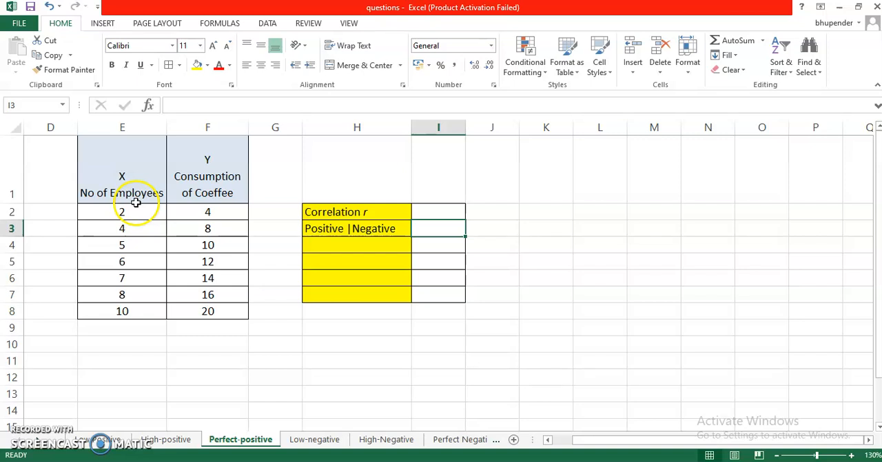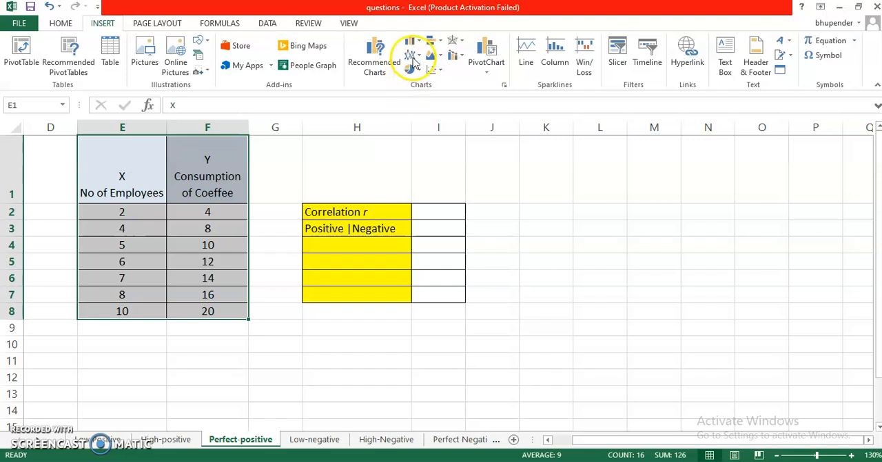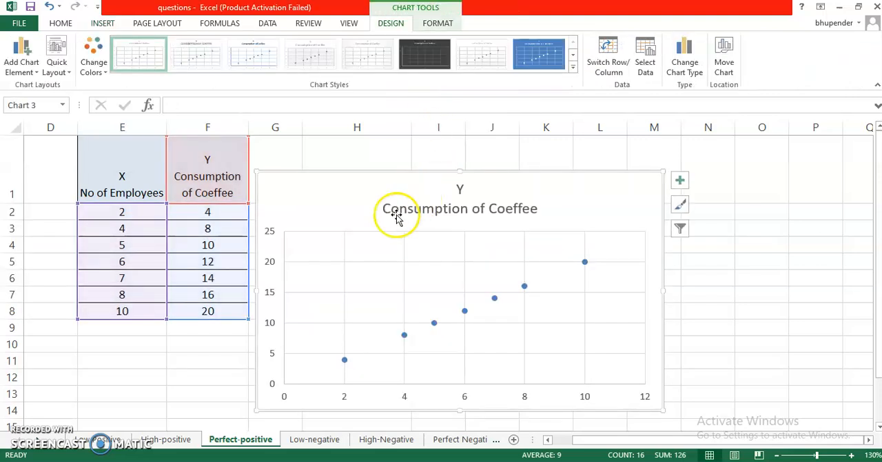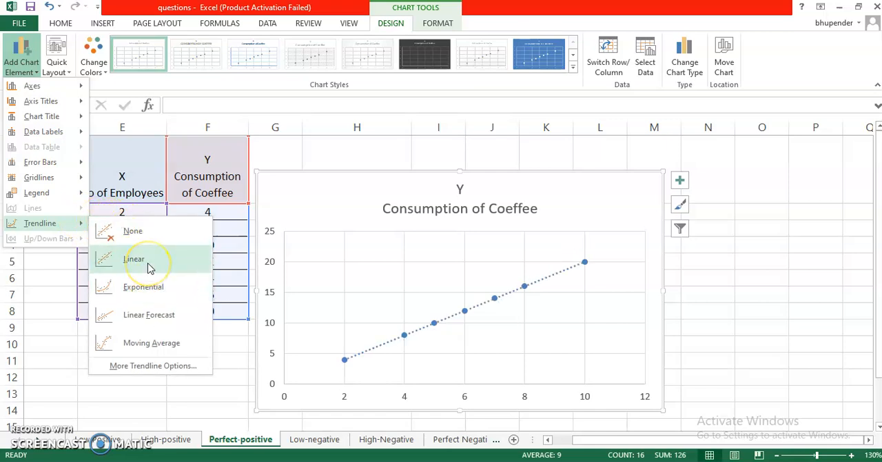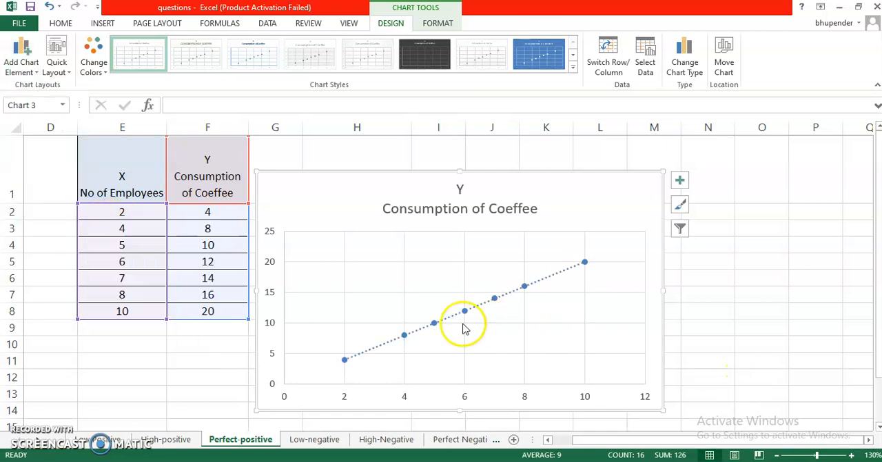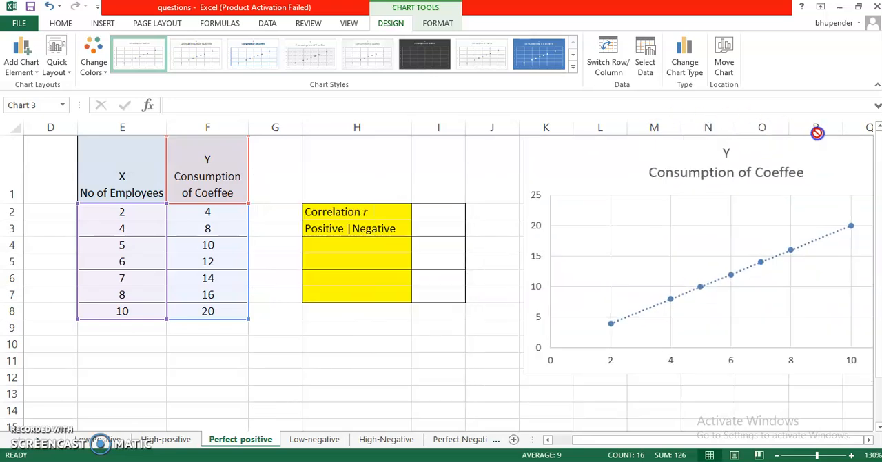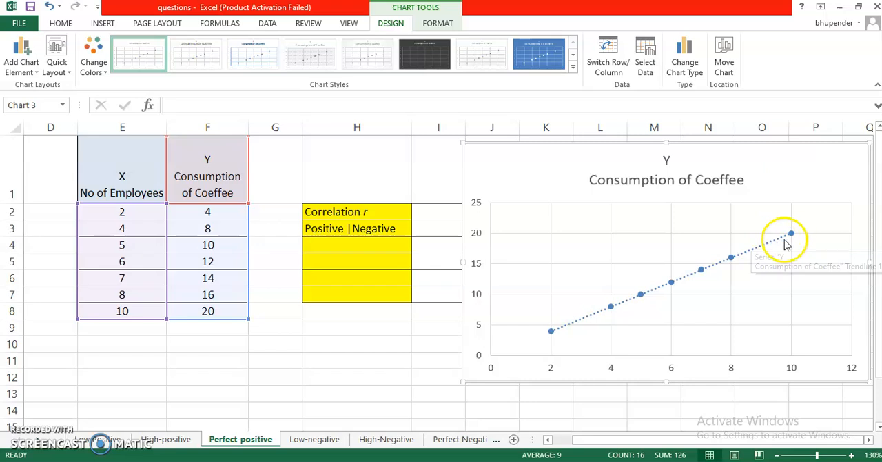I'm going to pick up an example in which I have a series X, which is showing you the number of employees, and in a particular organization, consumption of coffee. And the company has a policy to give away 2 cups of coffee each day to an employee. So let's see how these things are correlated. I'm going to go to insert again, once again, scatter plot. And the moment I add a trend line to this particular scatter plot, you could see that all dots are on the line. So it is a perfect correlation, perfectly positive, and it is also linear because there is a proportionate change.